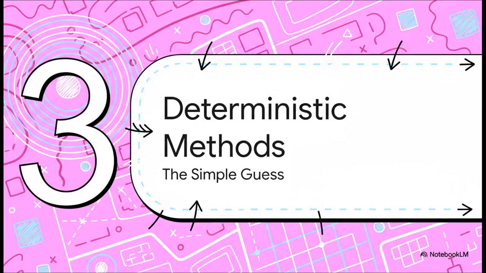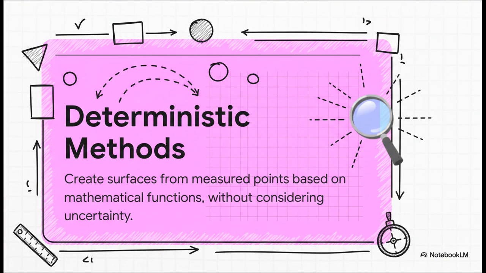Okay, principle in hand, let's look at our first set of tools. These are the straightforward approaches, the ones that use pretty simple math to fill in the blanks. They're called deterministic methods. Think of them as our simple guess category. The word deterministic is key here. It basically means these methods are like a recipe. You put in your points, you follow the steps exactly, and you get an answer. There's no thinking involved. It's all about mathematical rules based on distance. It doesn't look for deeper patterns in the data, it just calculates. It's a solid first guess, but it's based purely on where your points are.